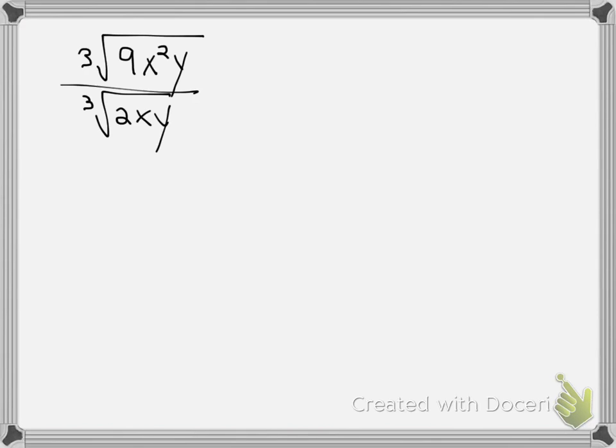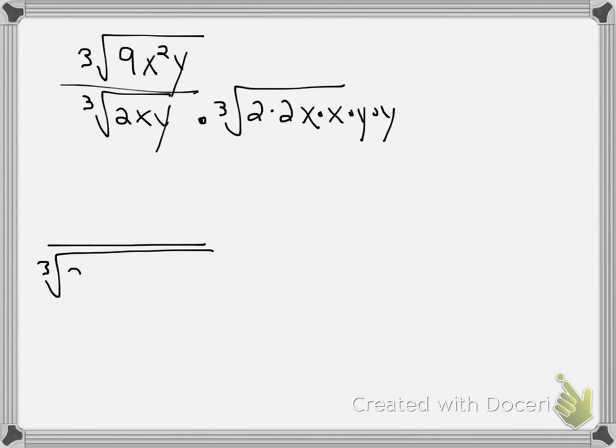Now, the only way I can ever take anything outside of this root is if I have sets of 3. So instead, what I'm going to do right now is multiply this by another cube root that has 2 more 2's, 2 more x's, and 2 more y's, then we have sets of 3 of each. I have 3 2's, I have 3 x's, and I have 3 y's. So now, for my denominator, I have 2 times 2 times 2, I have x cubed, y cubed. Now, if I changed my denominator, I have to do the exact same thing for my numerator.